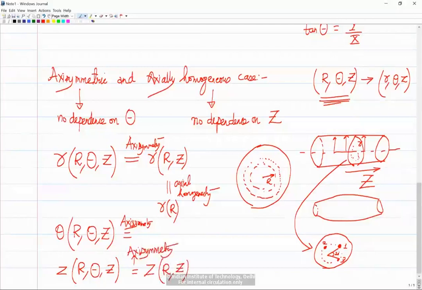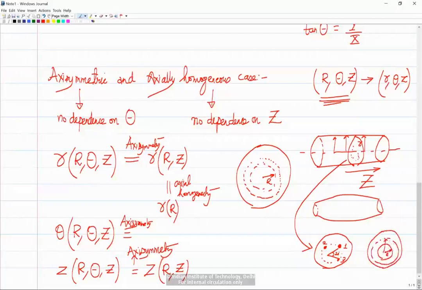Now what can you say about dependence on big R? What happens if there is a dependence on big R? So different radial points have different small z. So again, think of this cross section, and here is all the lines having same big R, and then here is another line having different big R. Axial homogeneity will not be followed in this case.